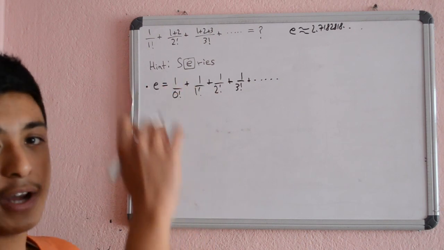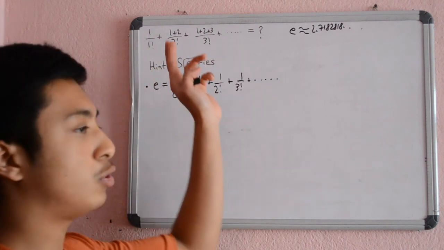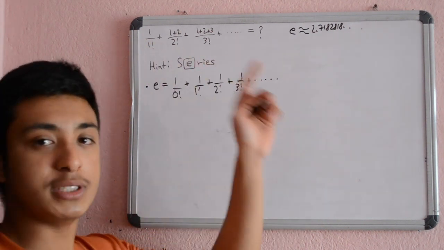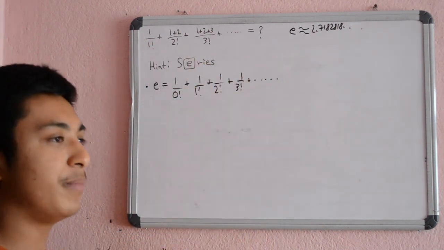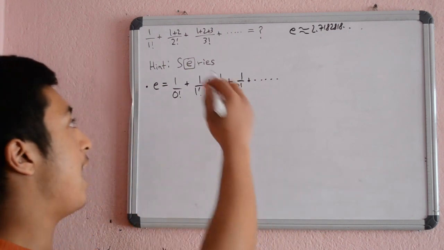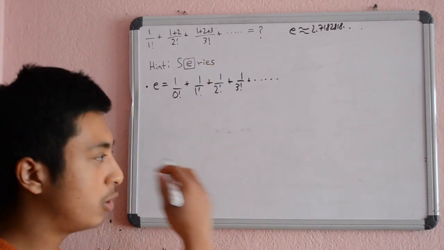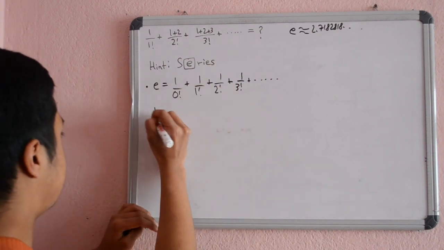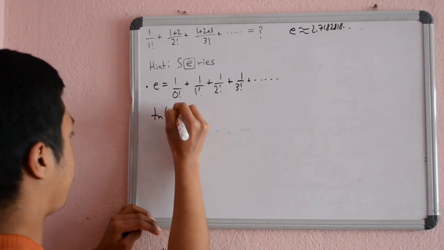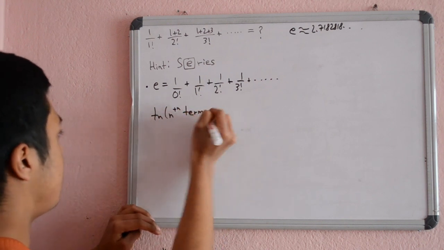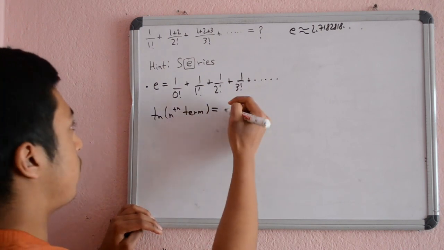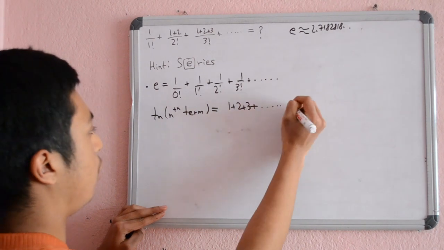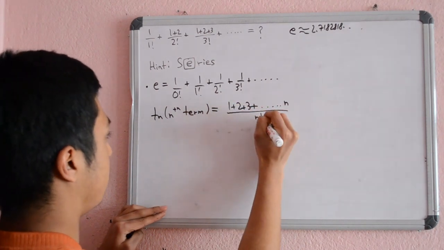We have 1 by 1 factorial. Second term, 1 plus 2 by 2 factorial. Third term, 1 plus 2 plus 3 by 3 factorial. That means in the 10th term we'll have 1 plus 2 plus 3 plus 4 all the way to 10 by 10 factorial. So that means our Tn, that is our nth term, will be equal to 1 plus 2 plus 3 plus blah blah blah all the way to n by n factorial.